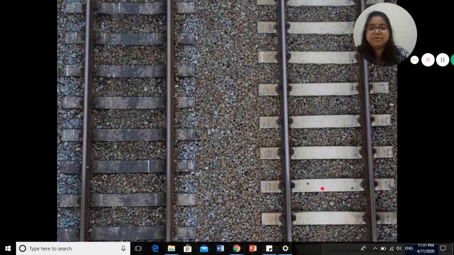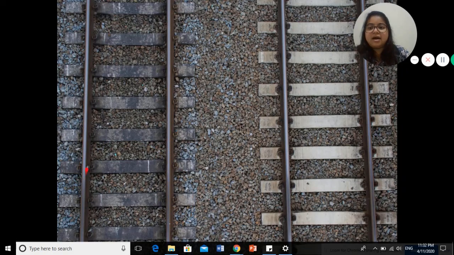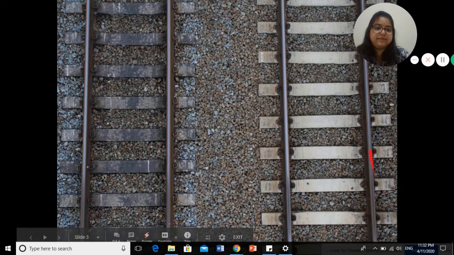Okay, next example. I have some vertical lines over here. If you can see this rail track and this rail track. Are these two vertical lines parallel? Yes, they are. What about these two railway tracks? Are they parallel? Yes.